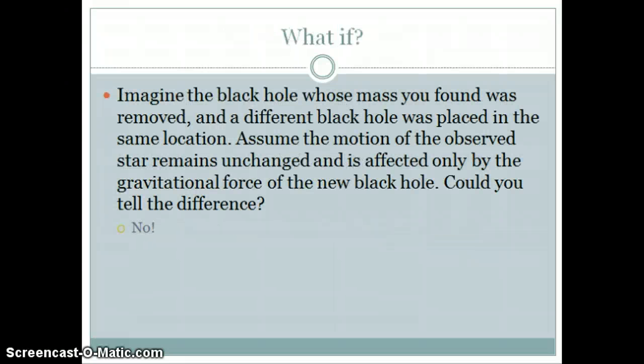So what if the black hole, whose mass I found, was removed and a different black hole is placed in the same location? Could you tell the difference if the motion of the observed star remains unchanged and is affected only by the gravitational force of the new black hole? No. Since the motion of the star does not change, you could not tell the difference because this means that all factors, including the net force on the star, remain the same as well.